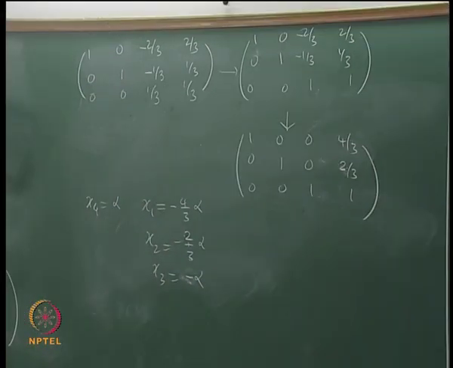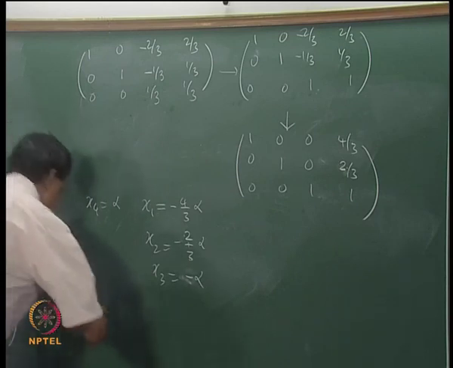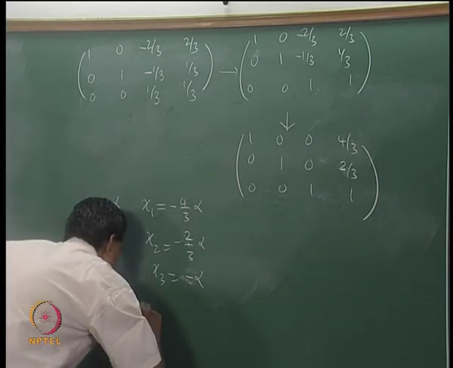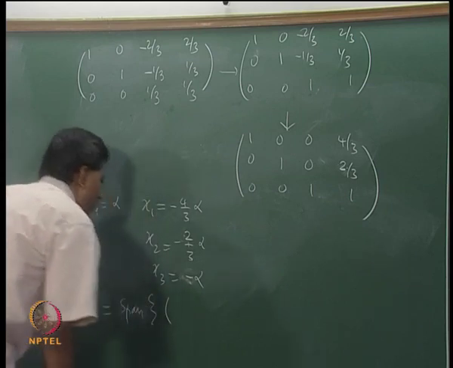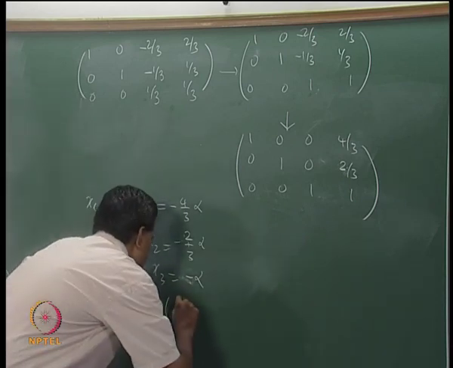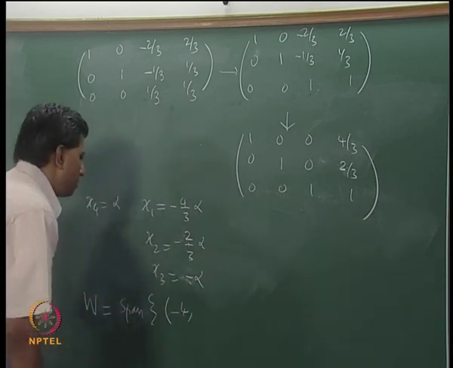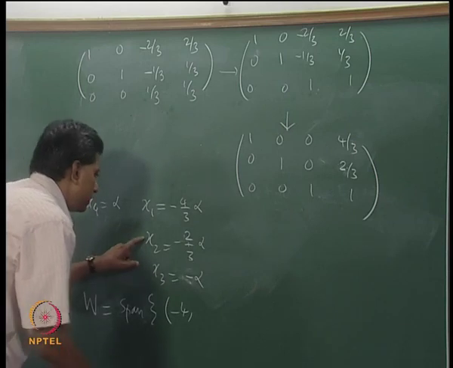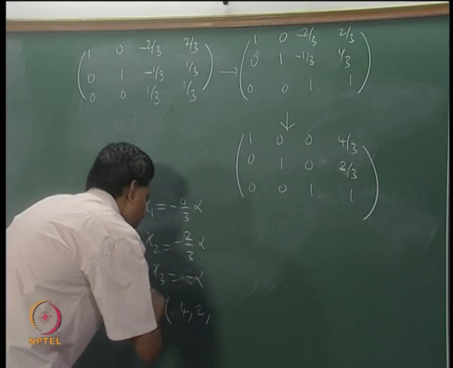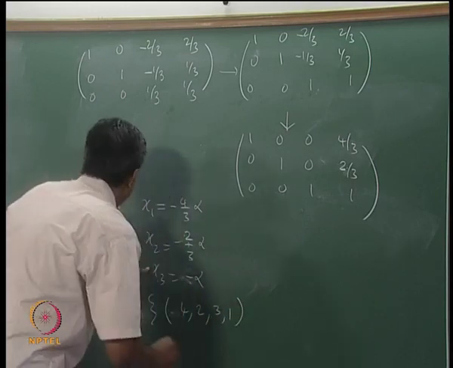Please check the calculations. So what is W then? W is one dimensional because it is any multiple of, so let me just say W is span of this vector. Let me multiply throughout by 3. X1 is minus 4, x2 is minus 2. So let us say 4, 2, x3 is multiplying throughout by 3 and minus 1.